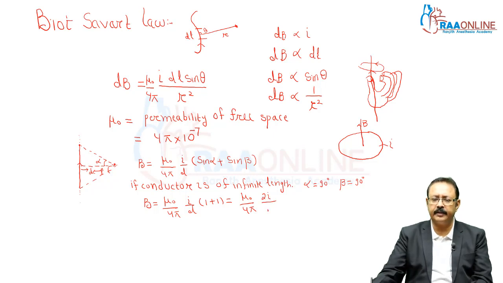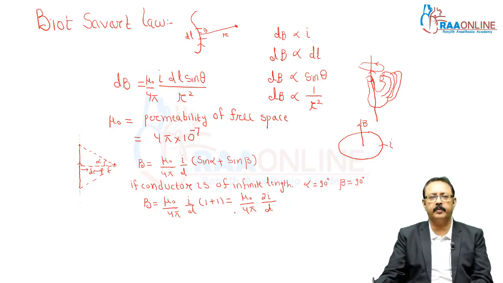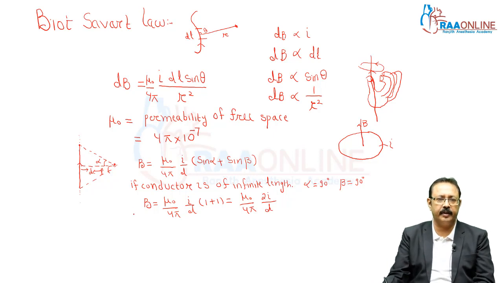You can cancel 4 with 2, but better to remember it in this way because mu naught upon 4 pi has a fixed value, 10 to the power minus 7. It will save your time in calculation in exam.